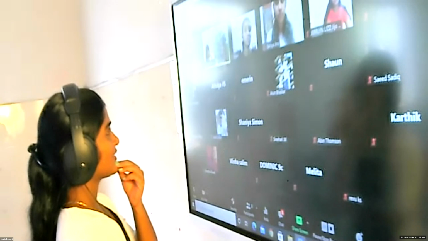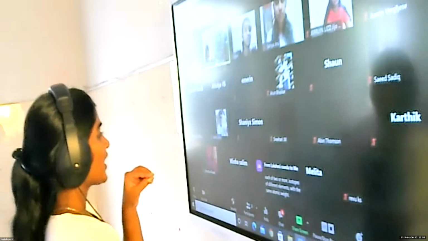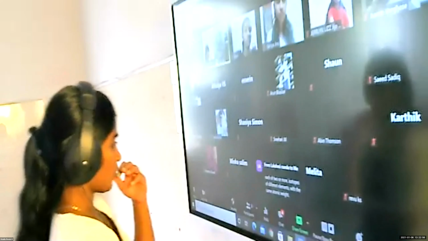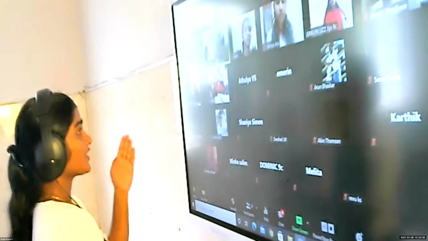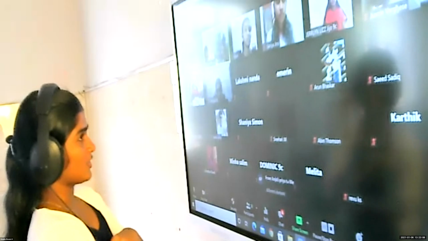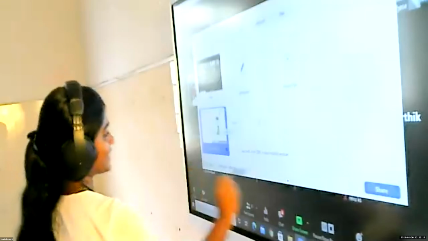I give a clue that isobar is something just opposite to that of isotope. Isotope is same atomic number but different mass number. So isobar is? Same mass number and different atomic number. Very good. Same mass number but different atomic number.